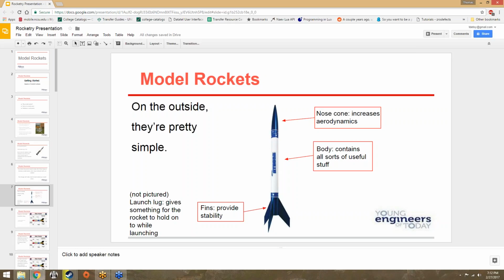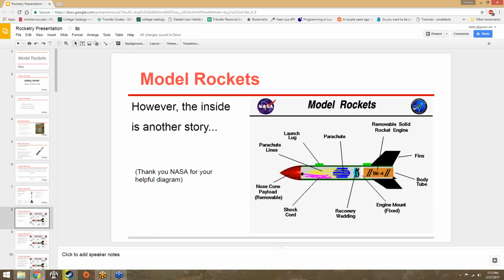So that's the outside of the model rocket. Not a whole lot to talk about there. It's just got a rocket structure to it, kind of what you'd expect. However, the inside, there's a bit more going on. Thank you, NASA, for this very helpful diagram. So let's go through at least most of this stuff one at a time.